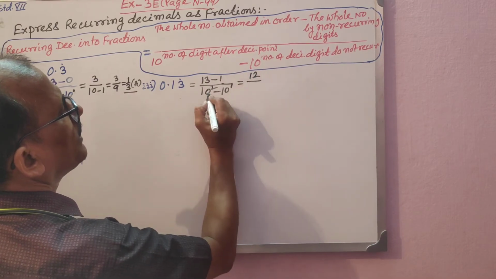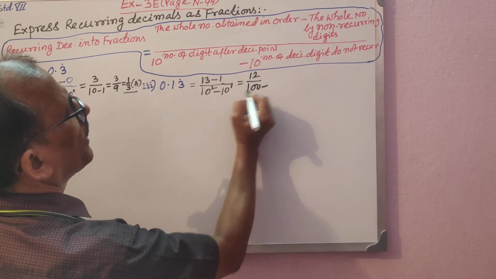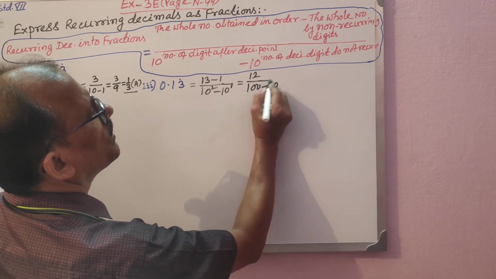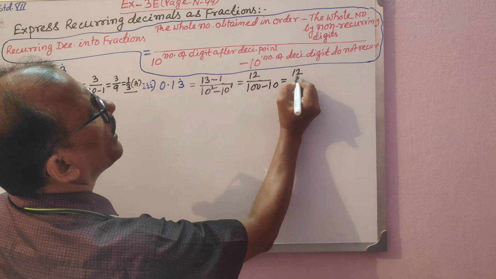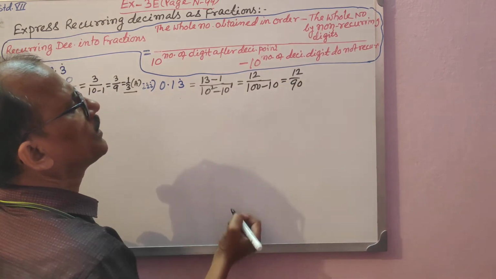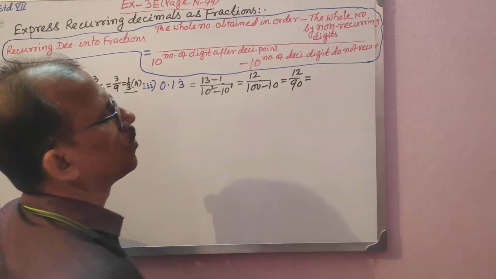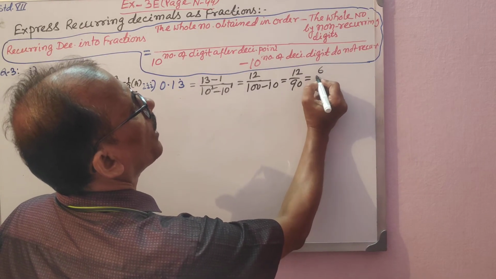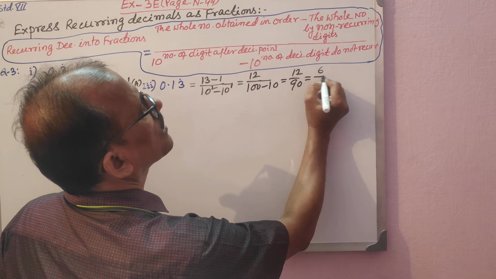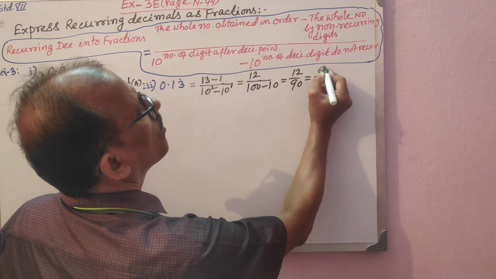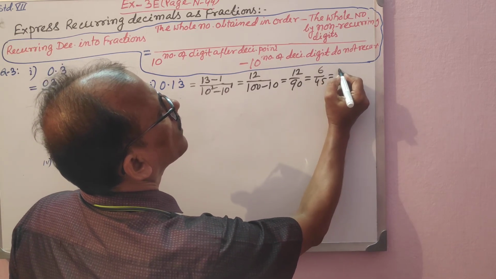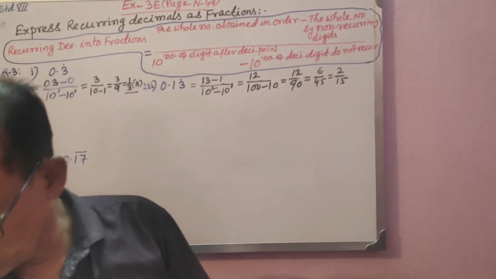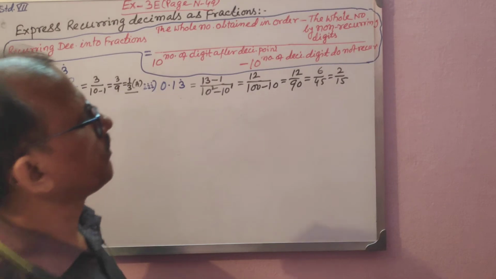12 by, here is 100 minus 10 square means 100 minus 10, anything to the power 1 means the same value, 12 by 90. If you solve it, 12 by 90, it will go with 2, that is 6 by 45. Again it will go with 3, then 2 by 15. Isn't it? 2 by 15 will be your answer. Yes, 2 by 15 is the answer.